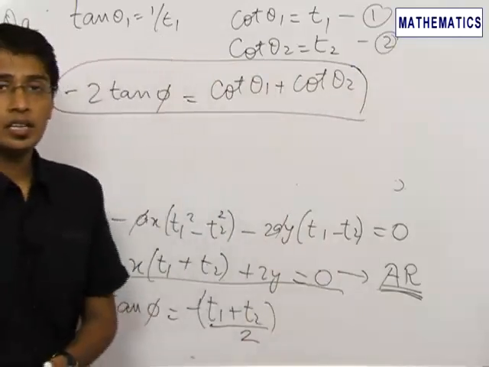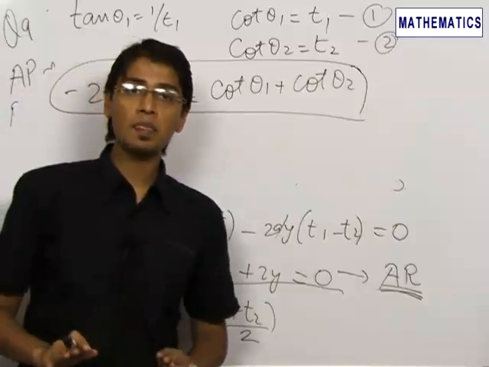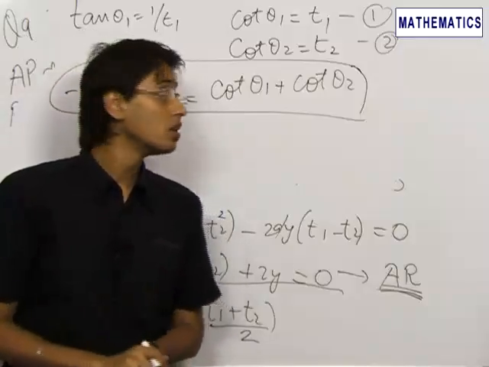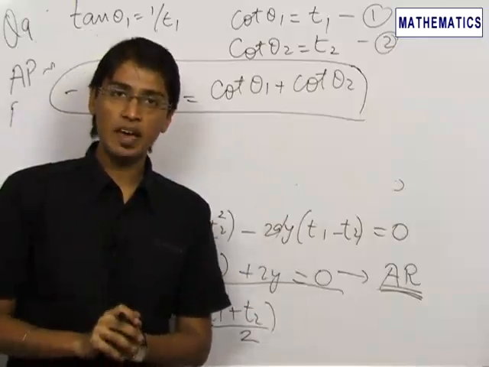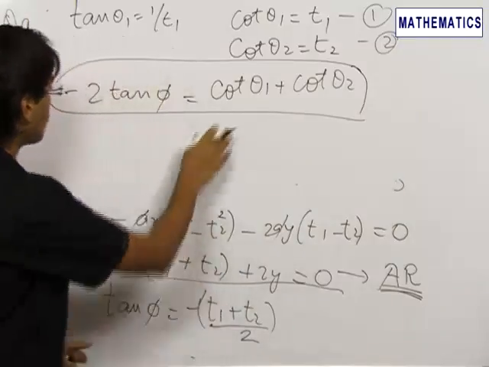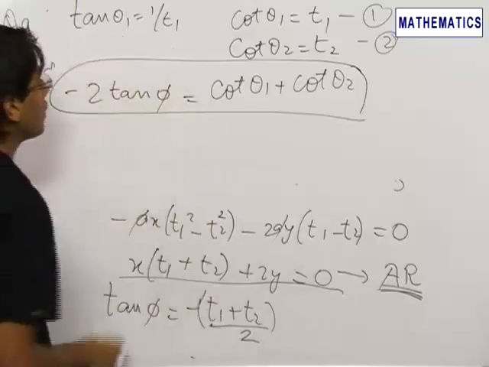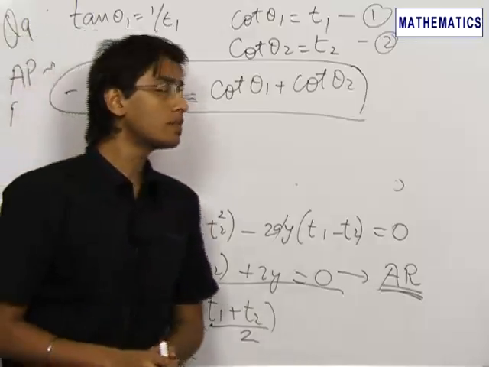Hence we have seen that I have not used any special formula or any special result for solving this problem. We just used simple basic key concepts of the parabola to prove the desired result, that minus 2 tan phi is equal to cot theta 1 plus cot theta 2.